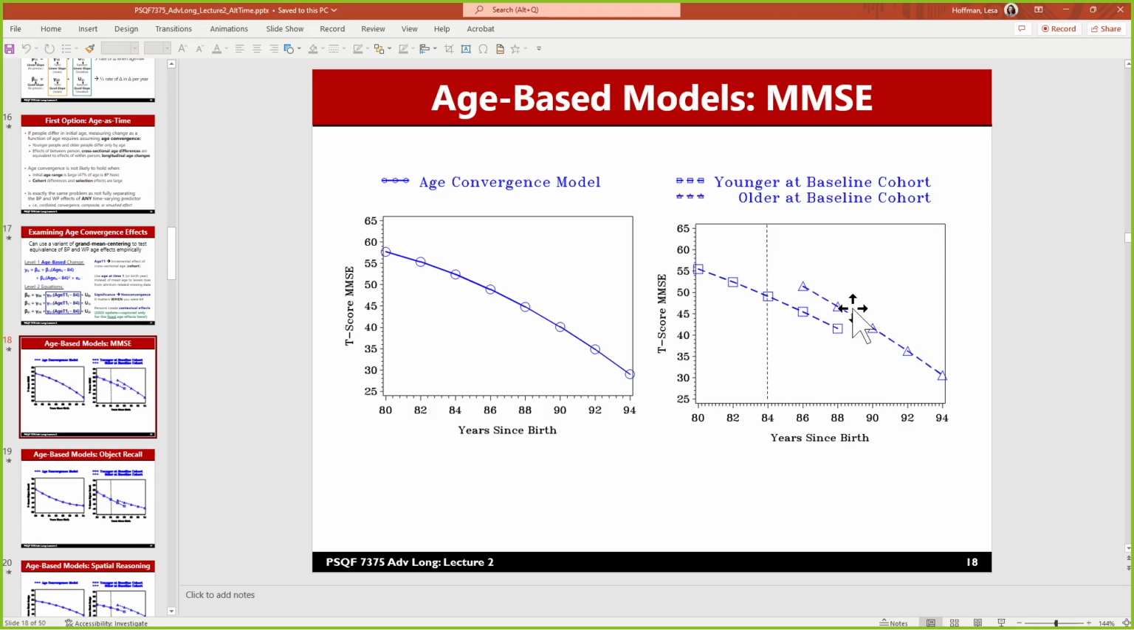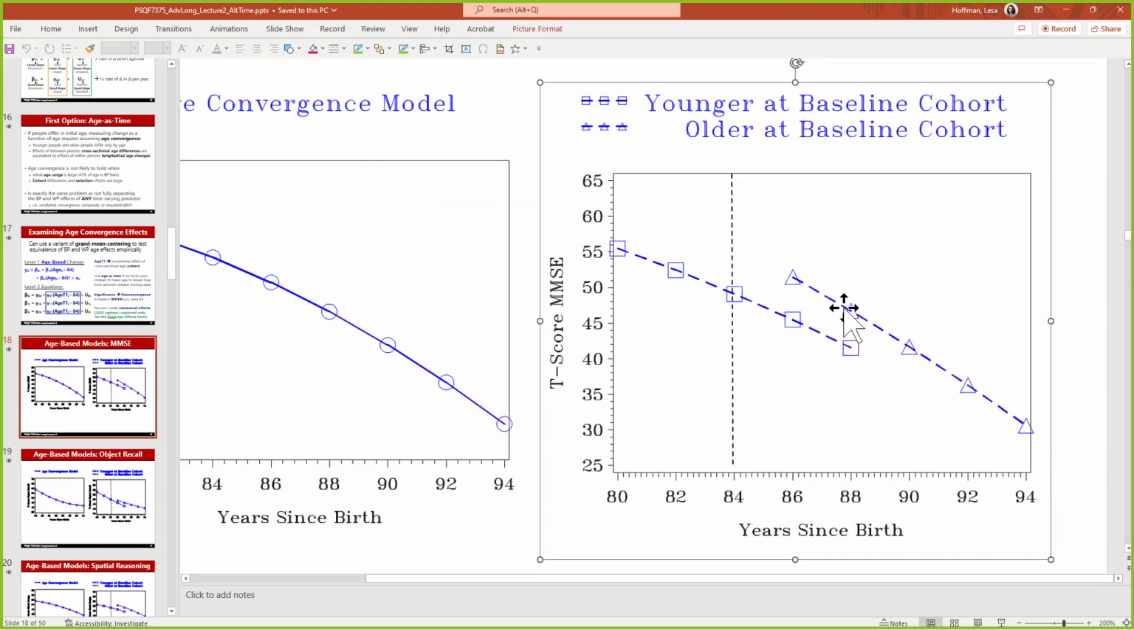Another way of thinking about the contextual effect, according to this picture here, this is slide 18, I'm going to zoom in a little bit. Let's look at age 86 as an anchor point, because I've got two lines there. The contextual effect is the vertical difference between the triangle and the square. They're both 86 at this point of prediction. The contextual effect is how much different you are as a function of when you started. It's this vertical distance right here. That's the contextual effect.